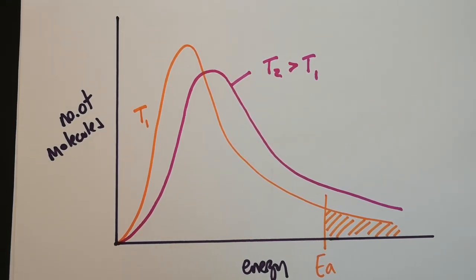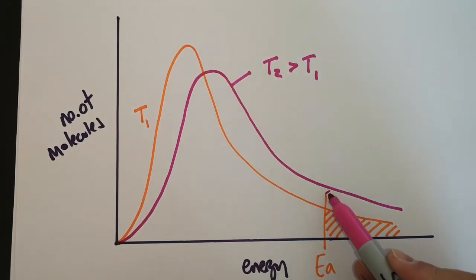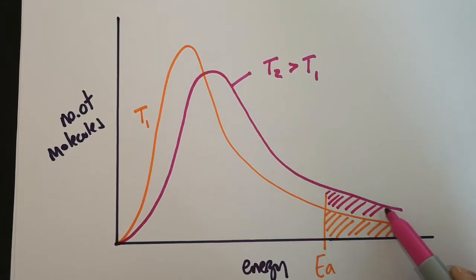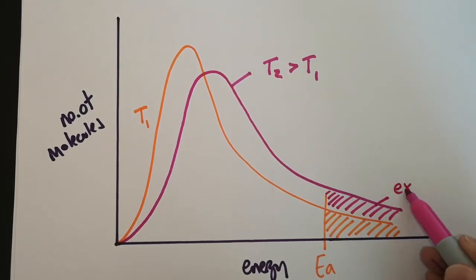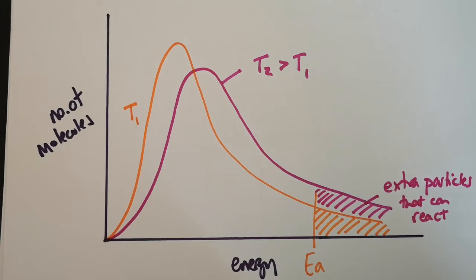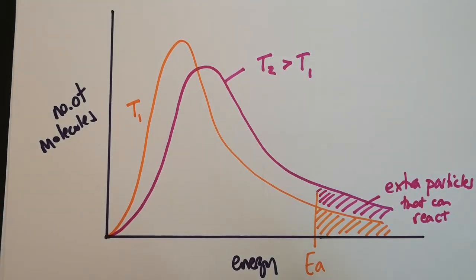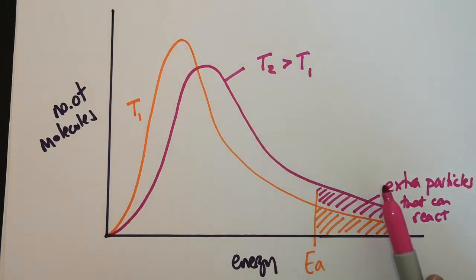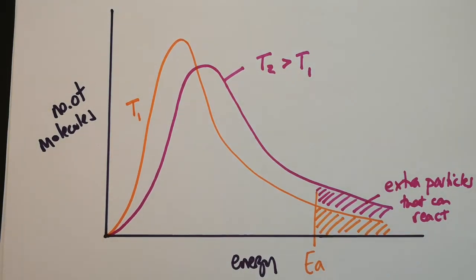So what you now should see is that there are more particles here that have overcome the activation energy. So this area here are now the extra particles that can react. It's critical to note that the activation energy does not move. It's a really common misconception that people move the activation energy when they are talking about temperature. That's only with catalysts. With temperature, it's the curve that changes, not the activation energy.